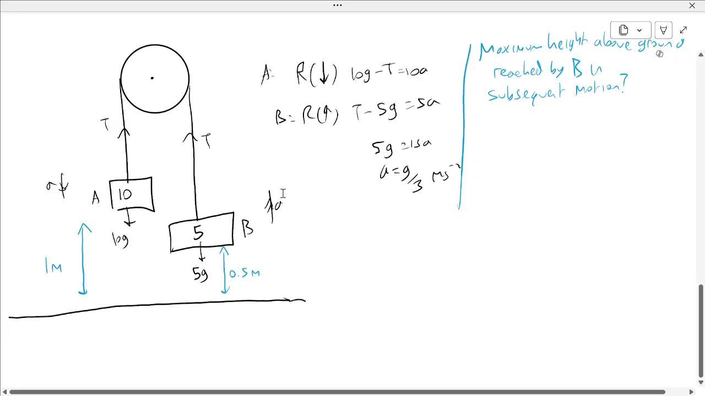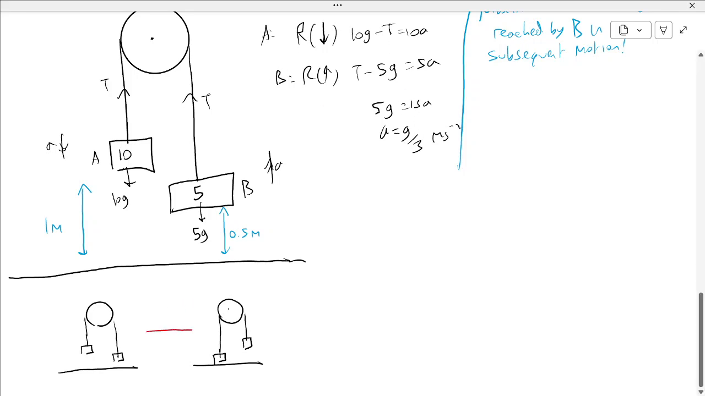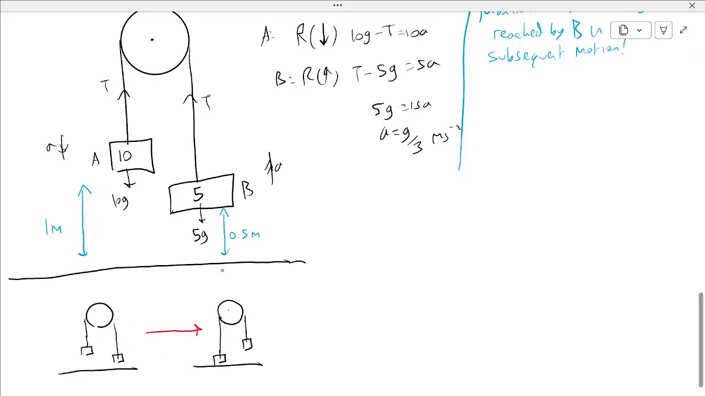Let's draw that first stage on now. So this is sort of stage 1. It's going to be a very minimal diagram. A on the left, B on the right. So in the first stage, it's going to be A from where it is to the ground, and B will come up a little bit. During this time period, it's constant acceleration, right? We just calculated that A will actually move downwards with acceleration g over 3, and B will move upwards with acceleration g over 3. That's fine.